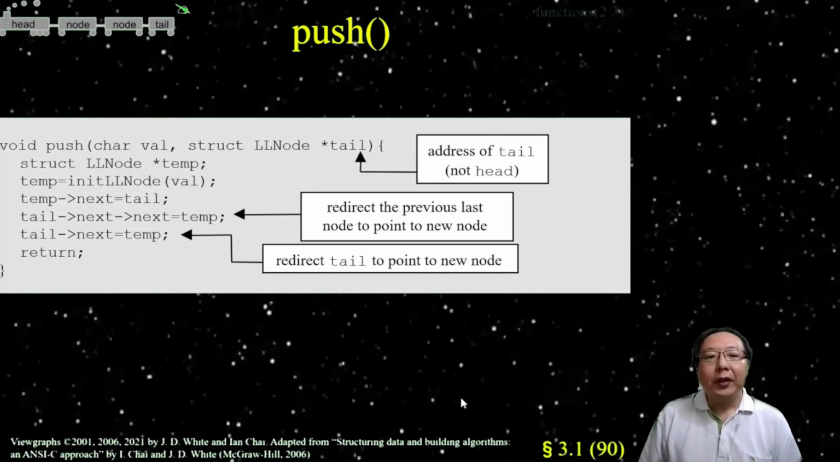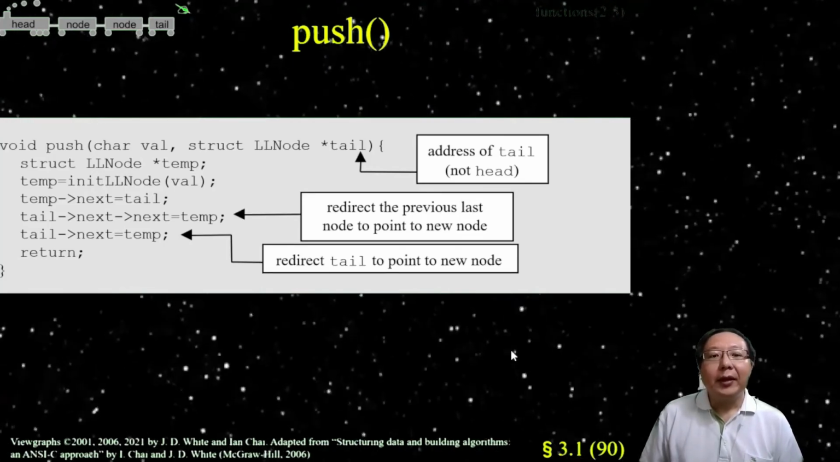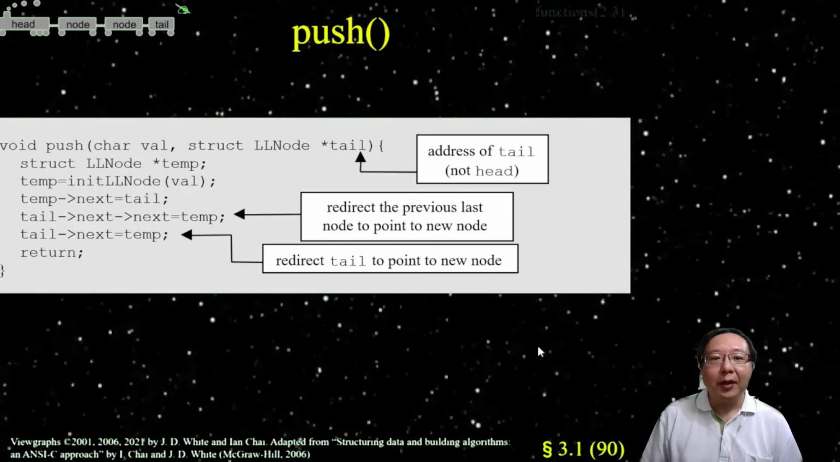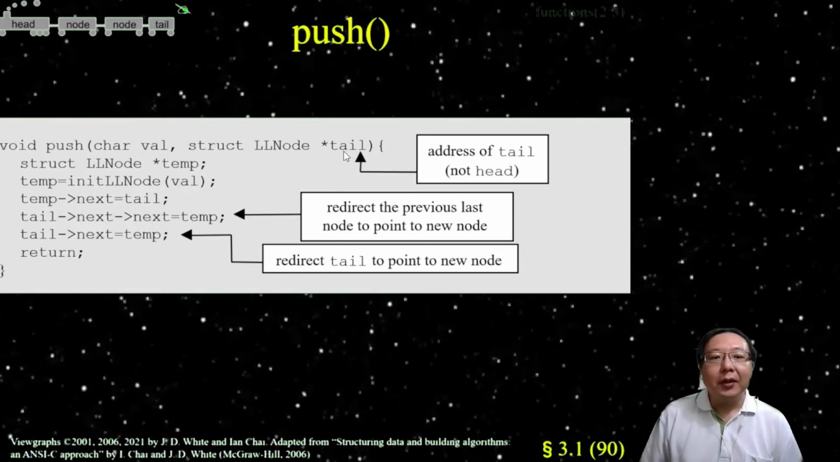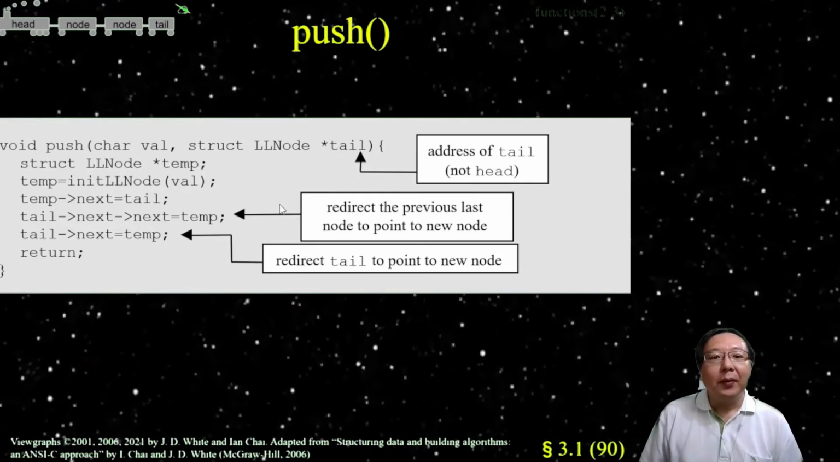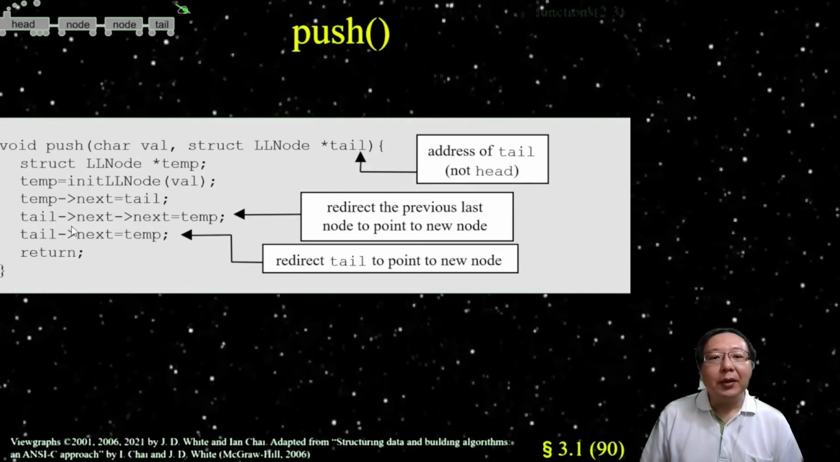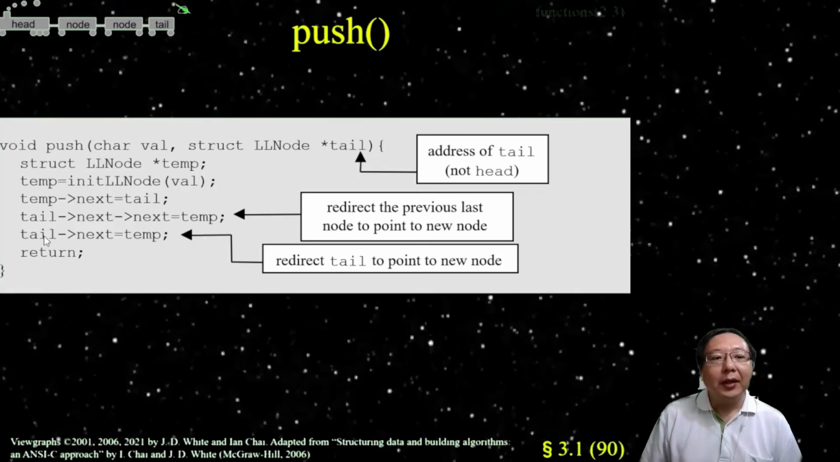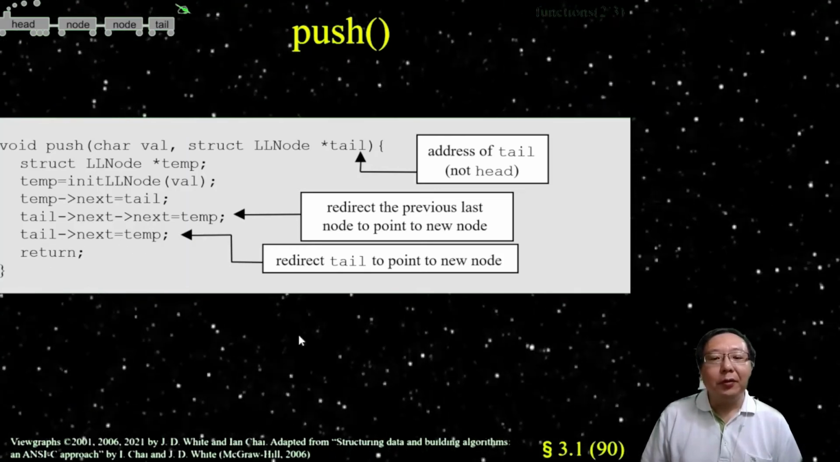The push function is not identical because we need to push to the tail rather than to the head. So instead of taking the head, we take the tail, and here we are going to redirect the previous last node to point to the new node, and then redirect the tail to point to the new node.